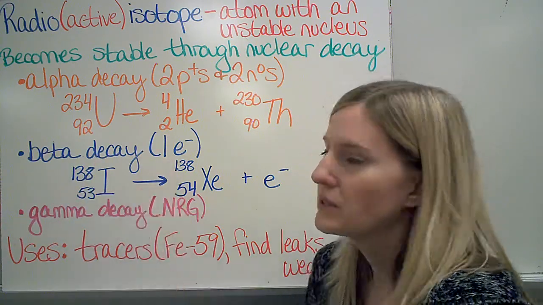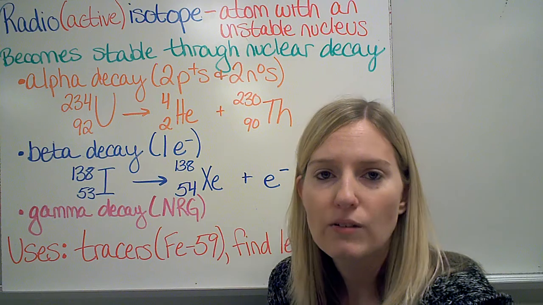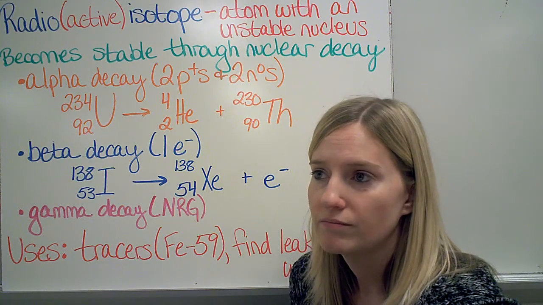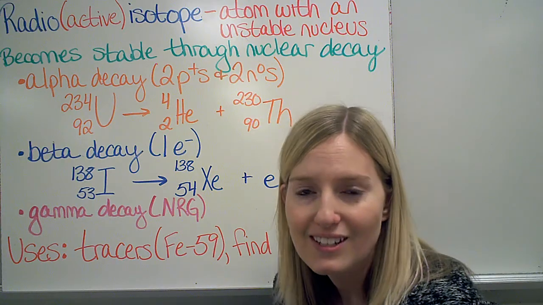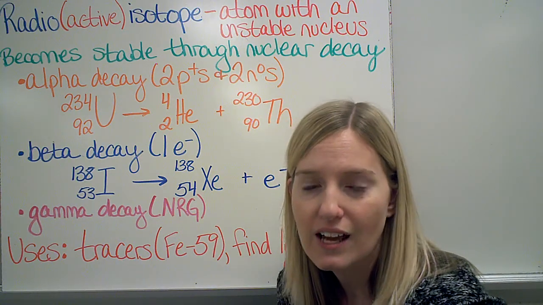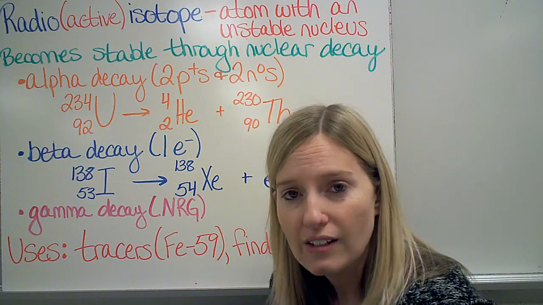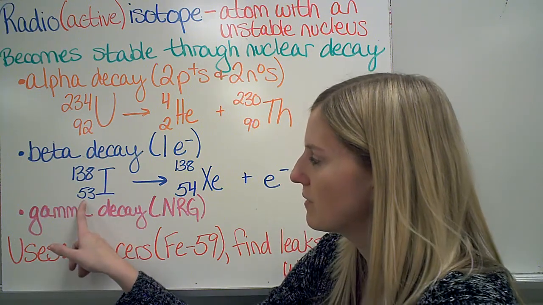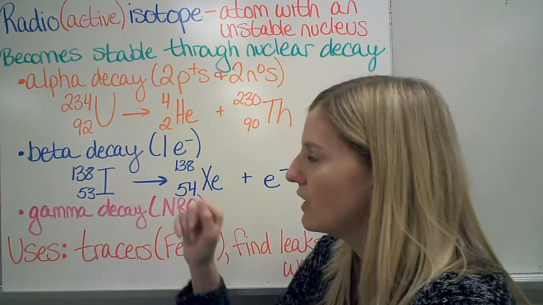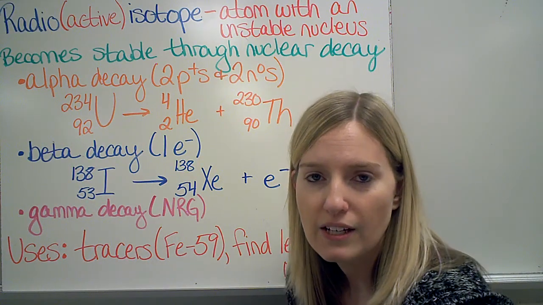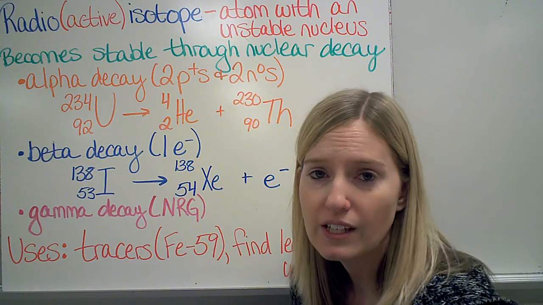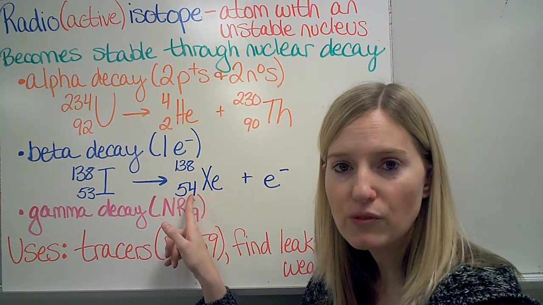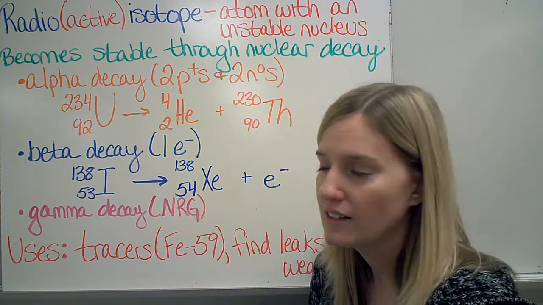Beta decay is when we release an electron. This happens when one of the neutrons basically transitions into becoming a proton and an electron, and that electron then is released. So in this case, I have iodine with an atomic number of 53. If one of the neutrons becomes a proton and an electron, and that electron leaves, that means I've added a proton. So my atomic number is now 54, and that element is xenon.